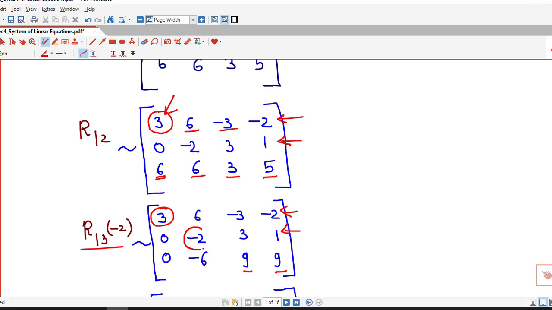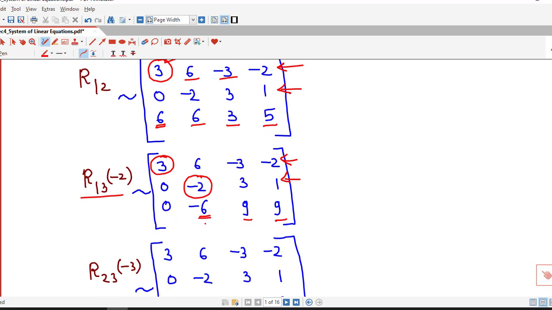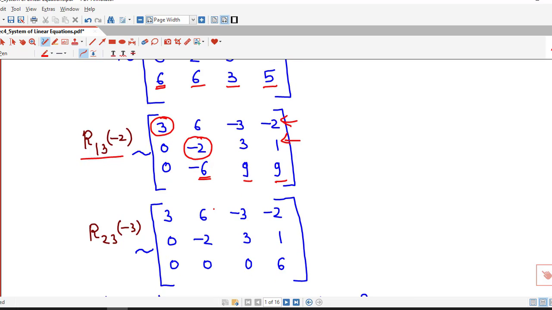Now we come to the first non-zero entry of the second row. We have to make this 0. So we have to multiply this -2 with -3. So we obtain 6 here, and if we add 6 here we obtain 0. So the next operation is multiplying the second row by -3 and adding it to the third row. Only the third row will change. The first two rows are written as they are.